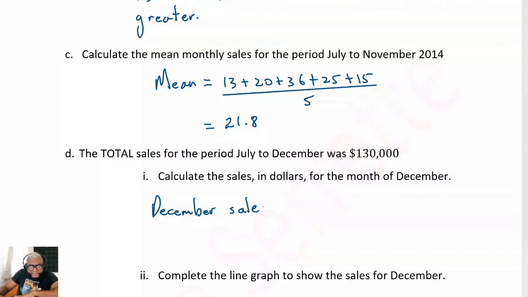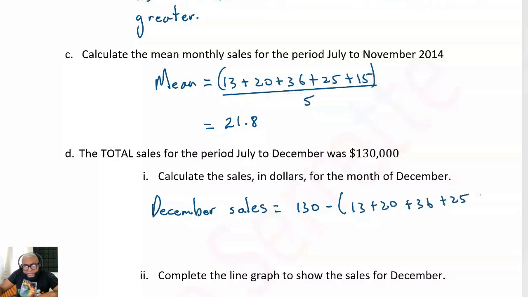December sales will be 130 multiplied by what you get for the total above here. You can just use this total. What was the total up here? 109. 13 plus 20 plus 36 plus 25 plus 15.